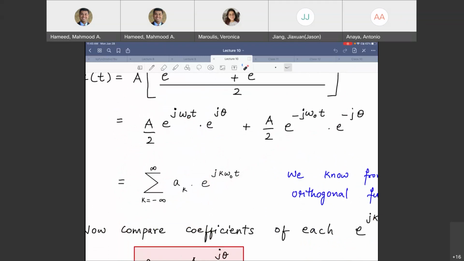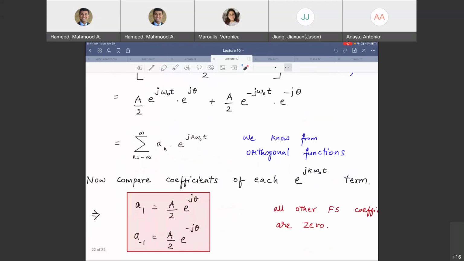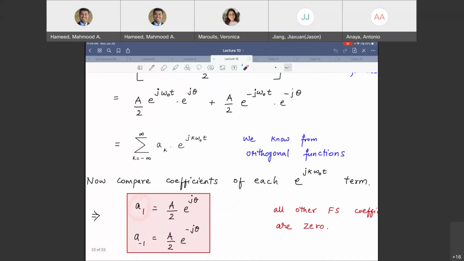What coefficients will matter and what will not matter? You see, here you will have k going from negative infinity to infinity. However, over here you will have k as 1 and k as negative 1. That's it. Those are the only two, right? All the other Fourier series coefficients are 0. So if you compare the coefficients, what do you get? A sub 1 is A divided by 2 e to the j theta. A sub minus 1 is A divided by 2 e to the minus j theta. That's it.